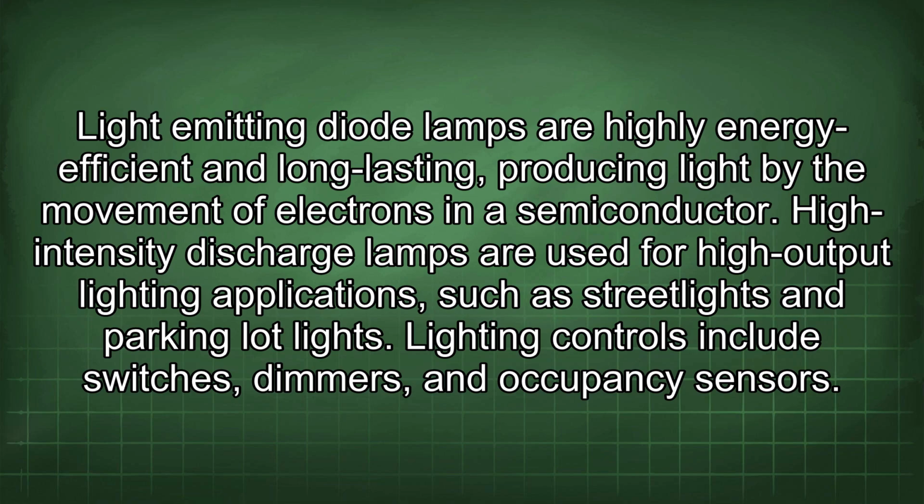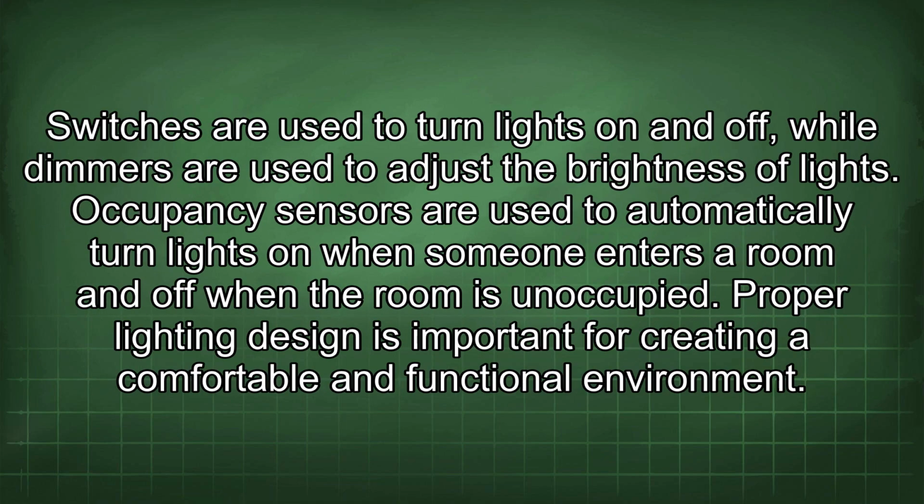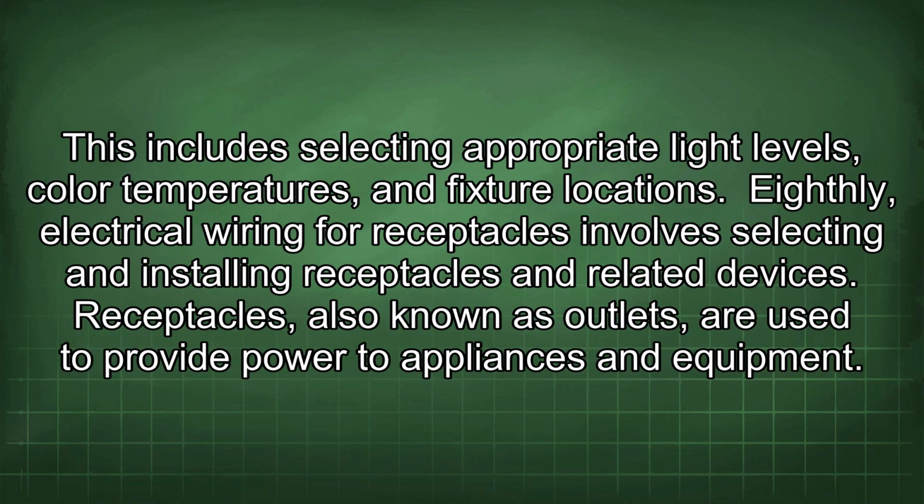Lighting controls include switches, dimmers, and occupancy sensors. Switches are used to turn lights on and off, while dimmers are used to adjust the brightness of lights. Occupancy sensors are used to automatically turn lights on when someone enters a room and off when the room is unoccupied. Proper lighting design is important for creating a comfortable and functional environment. This includes selecting appropriate light levels, color temperatures, and fixture locations.